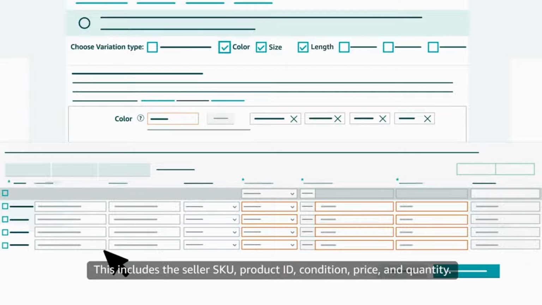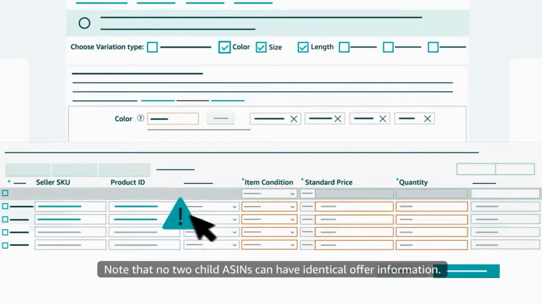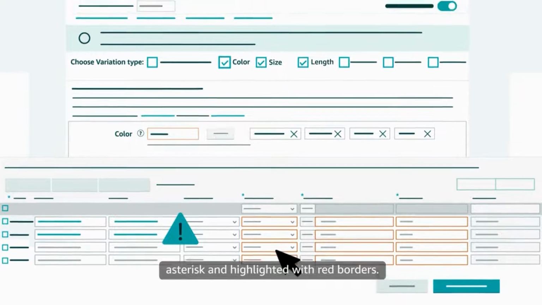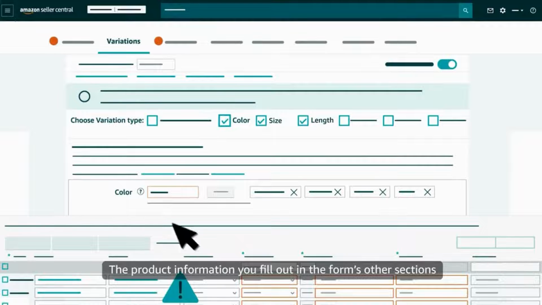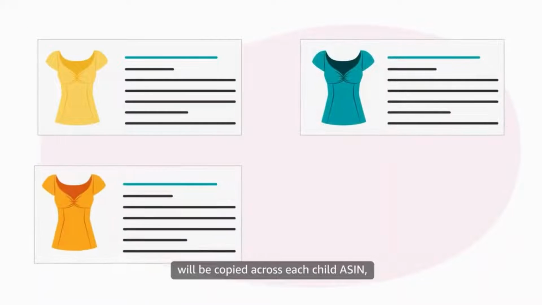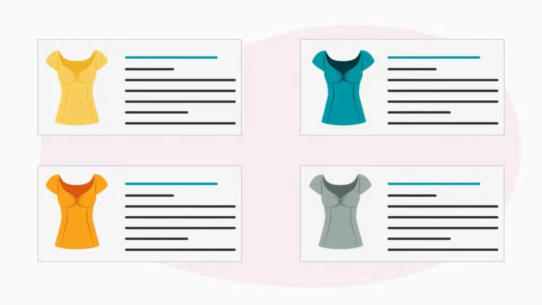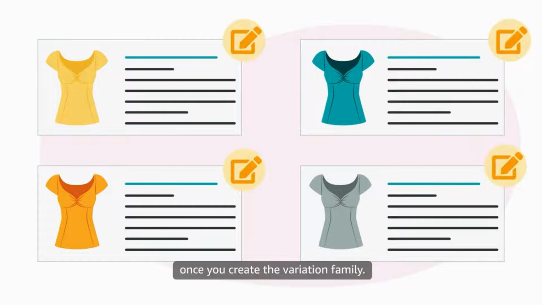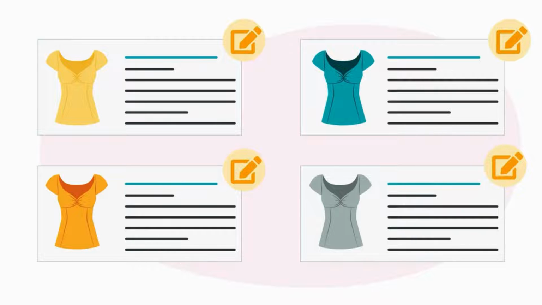This includes the seller SKU, product ID, condition, price, and quantity. Note that no two child ASINs can have identical offer information. Required fields for each item are marked with an asterisk and highlighted with red borders. The product information you fill out in the form's other sections will be copied across each child ASIN, but you can make changes to each child listing individually once you create the variation family.